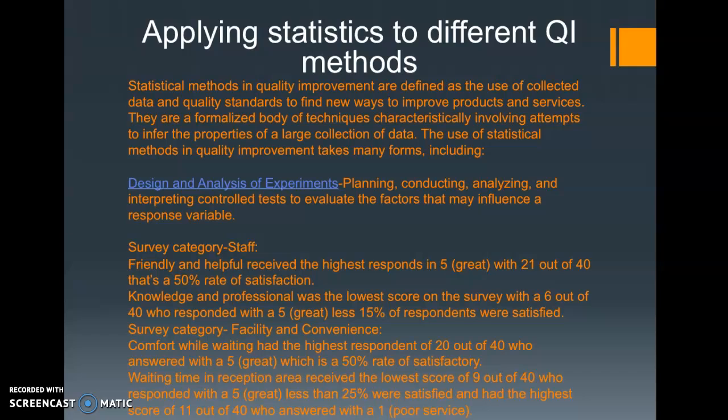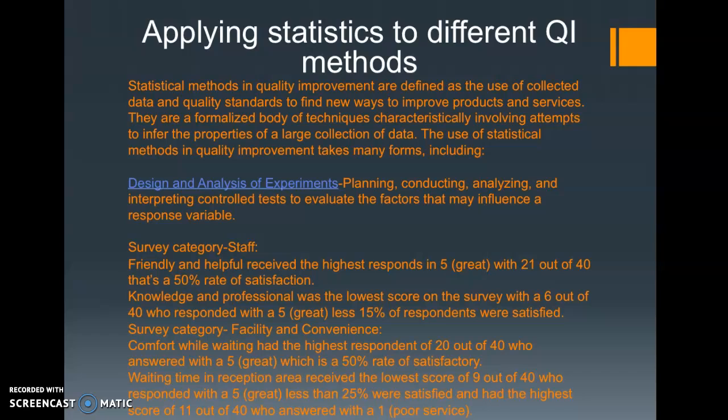Applying statistics to define the QI methods. Statistical methods in quality improvement are defined as the use of collected data and quality standards to find new ways to improve products and services. They are a formalized body of techniques characteristically involving attempts to infer the properties of a large collection of data. The use of statistical methods in quality improvement takes many forms, including design and analysis of experiments, from planning, conducting, analyzing, interpreting controlled tests to evaluate the factors that may influence a response variable.